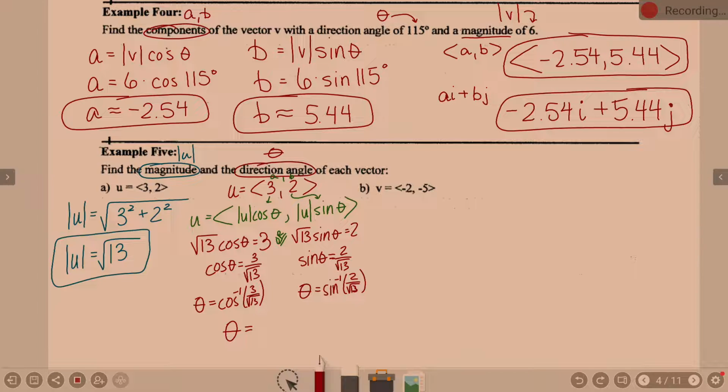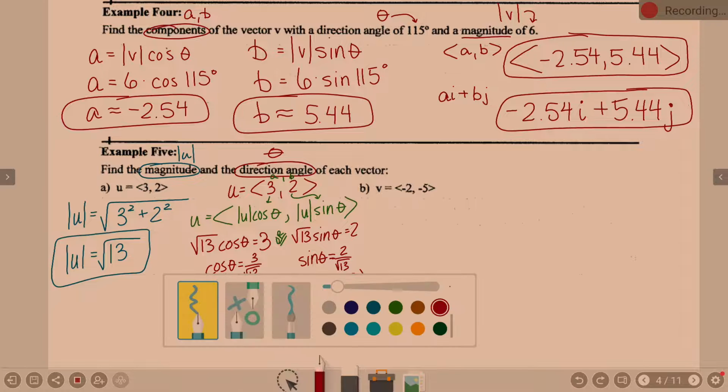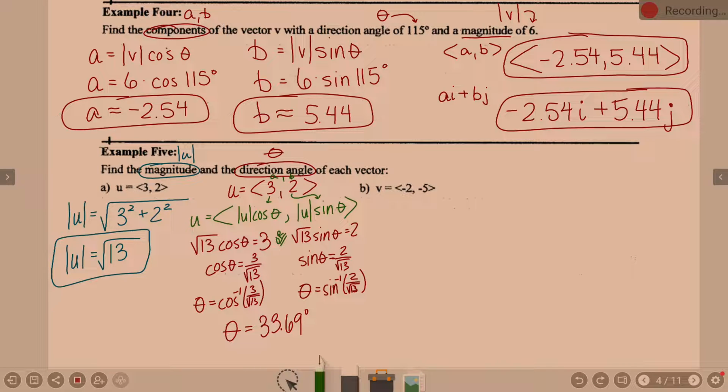Try it. Check your calculator. Make sure you know what you're doing on the calculator. 33.7. I have 33.69 written down. Did you guys get it? And it doesn't matter which one you do, does it? Now, one thing to consider here, okay? We can do either route. Either route got us the same answer.